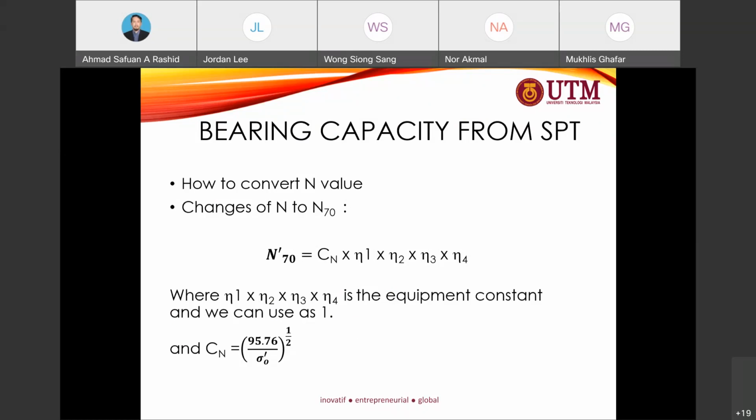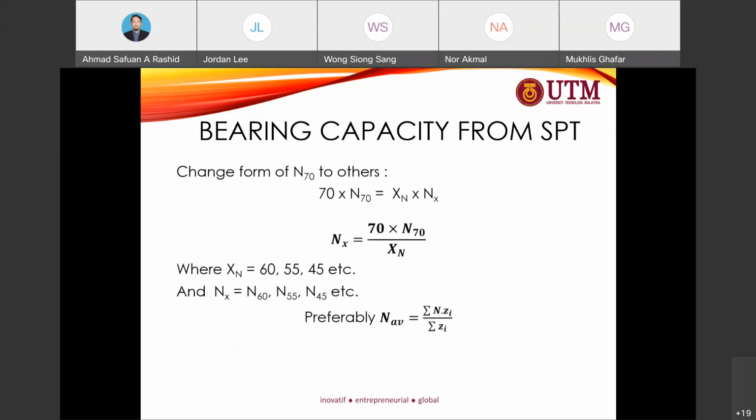So how to convert N? We need to convert the N first to get the N70, where we have nu 1, nu 2, nu 3, and nu 4, and then CN. Then we may get the N to calculate the bearing capacity.